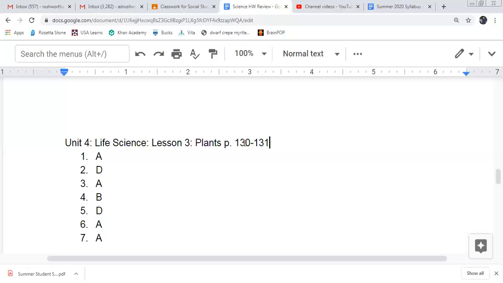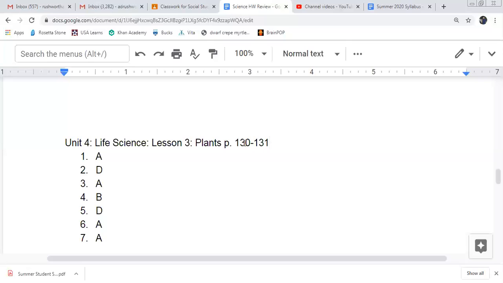Number 4, which part of the plant makes food for its survival? The answer is B, the leaves. The leaves are where sunlight is absorbed for photosynthesis to make nutrients. Number 5, which part of the plant takes in water and minerals? That would be D, the roots or the xylem.